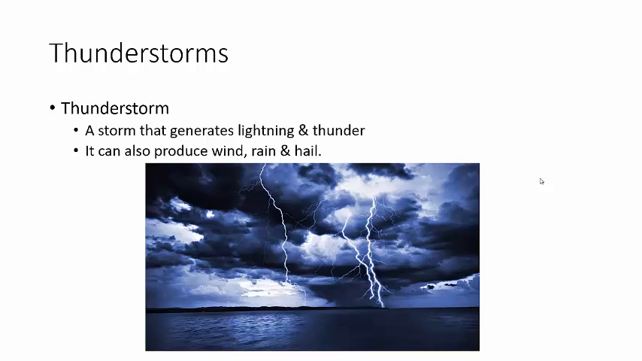It can, as we know, produce rain and wind, and yes, sometimes even hail, right? We learned about that a while ago. It can produce all those things. It does not have to, to be considered a thunderstorm. So I just love the definition of thunderstorm. Generates thunder and lightning.